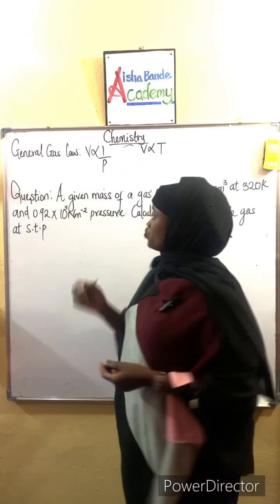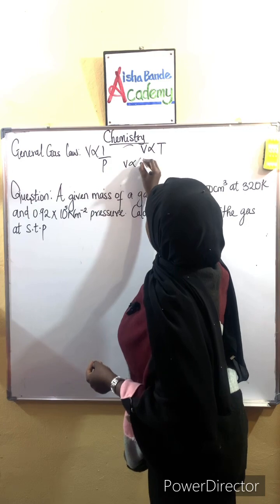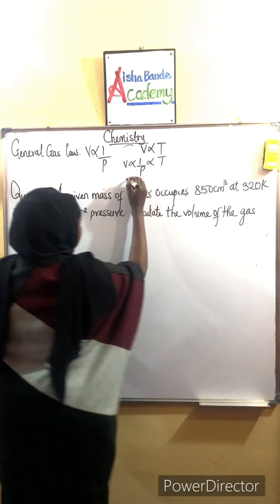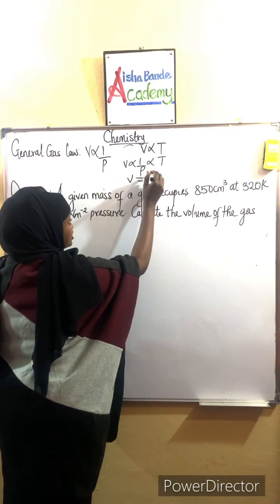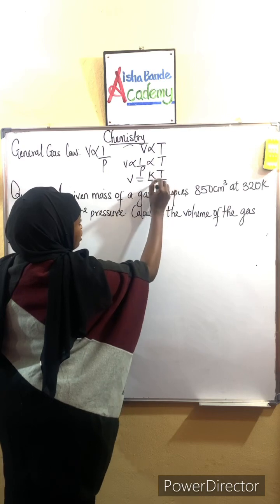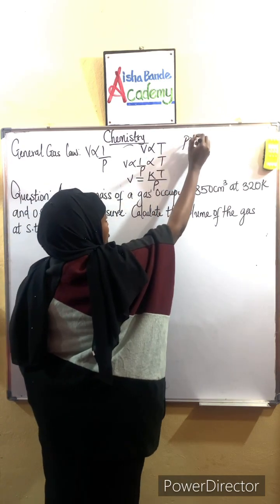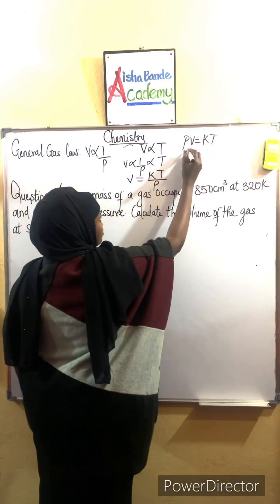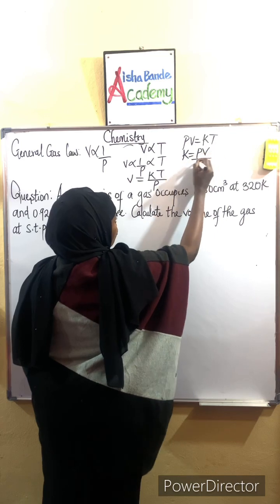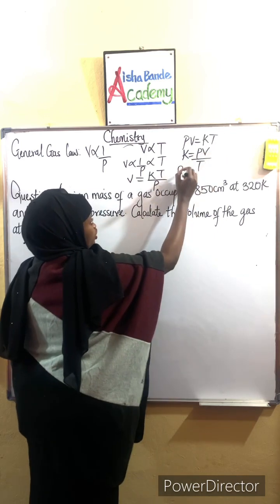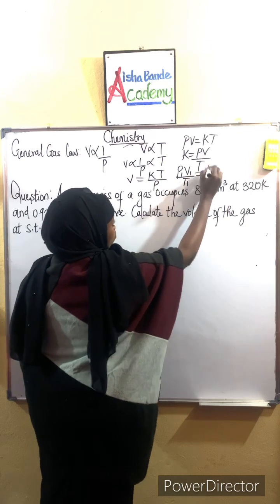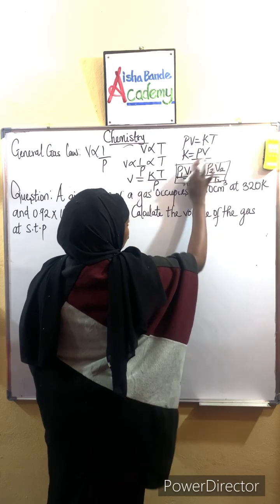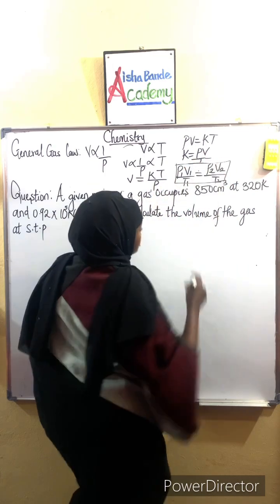Putting these two relations, we have V inversely proportional to P and directly proportional to T, right? So this is the same as saying that V, now introducing the constant sign, is KT over P. So this is the same as saying that PV is equal to KT. From here, making K the subject of formula, we have K is equal to PV over T. So this is the same as saying that P1V1 over T1 is equal to P2V2 all over T2. So this is the relation for the general gas law.